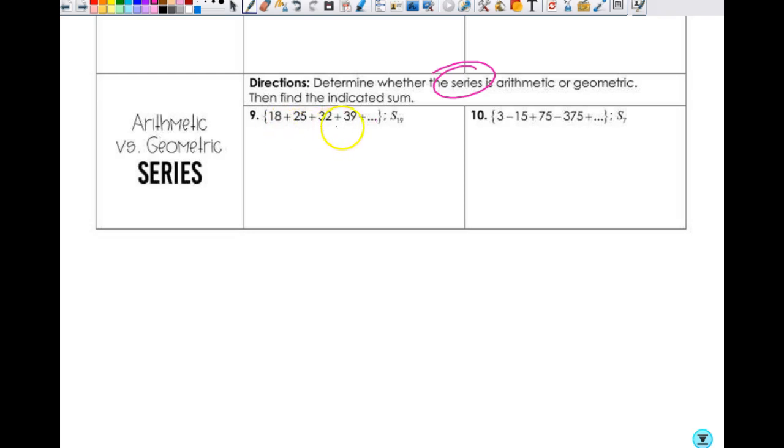So does this have a common difference or a common ratio? Common difference, because I am adding 7, right? Add 7, add 7. So your common difference is 7, right? This is the series. I want the sum of the first 19 terms. Well, that means this is arithmetic. Right?